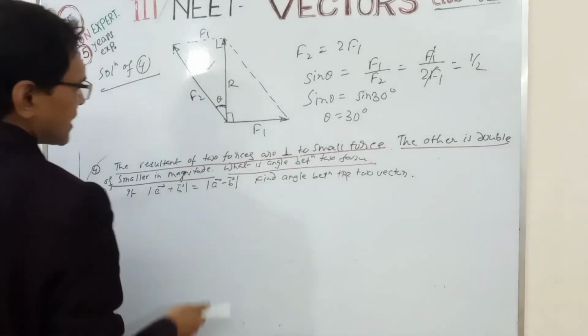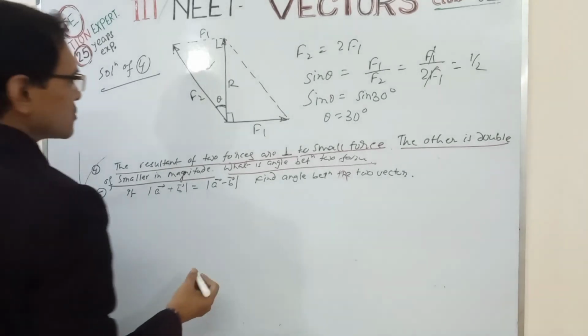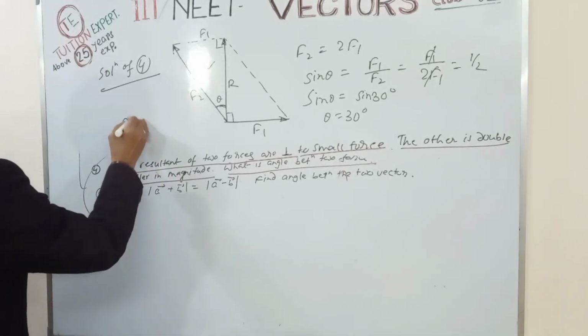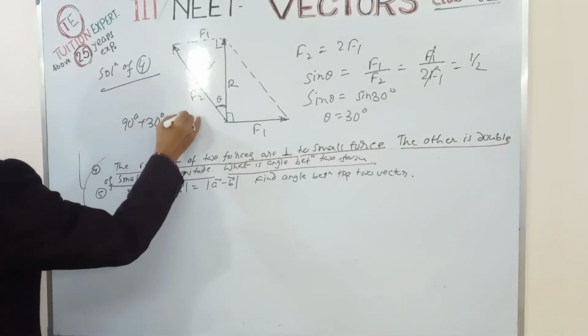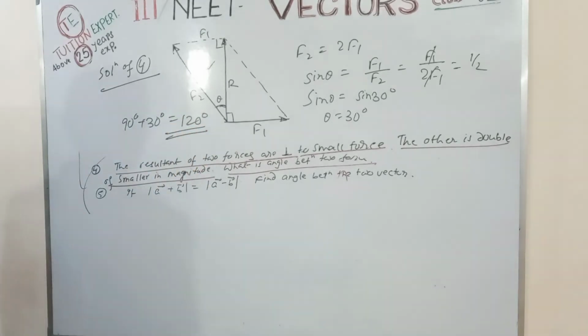So you asked for the angle between F1 and F2. The answer is 90 plus 30, that is a 120 degree angle. So this is the answer. The answer is 120 degrees. Now the last problem.